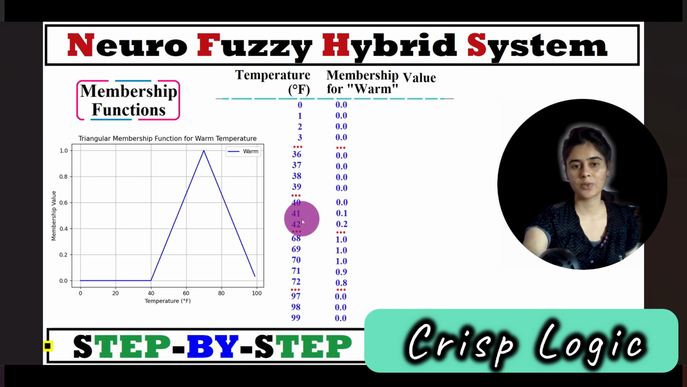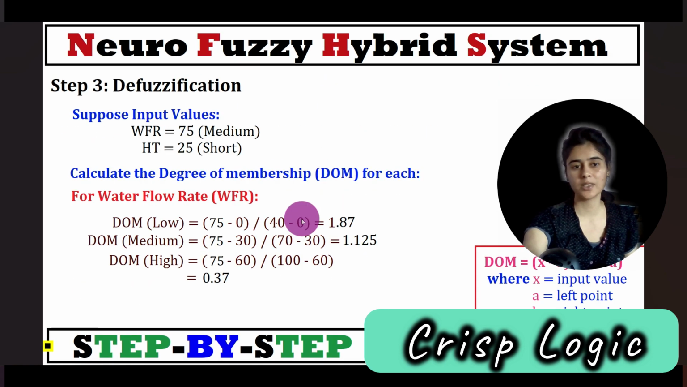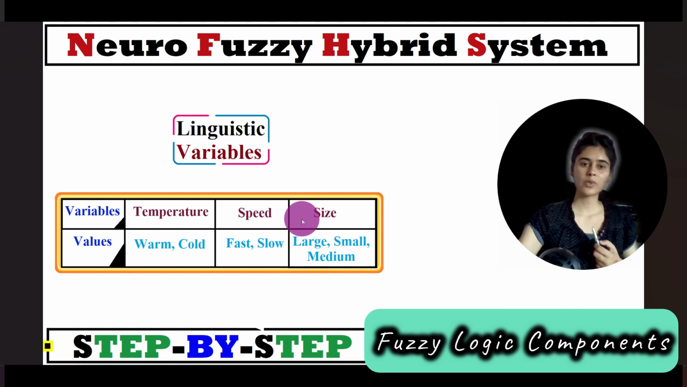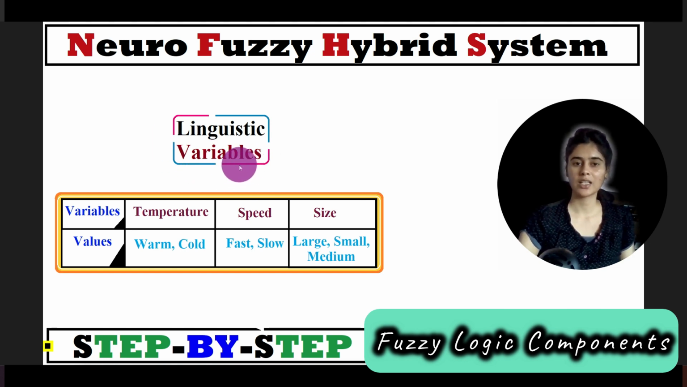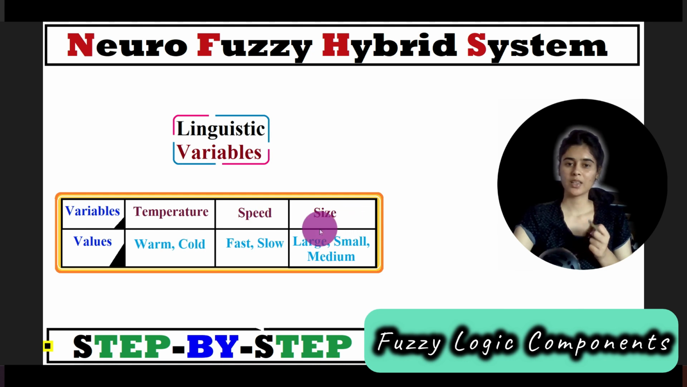Now we have different components used in fuzzy logic that are further used in this Neuro Fuzzy Hybrid System example. One by one we will understand the fuzzy logic components. First we have linguistic variables. Linguistic variables are used to describe imprecise data in natural language. For example, you can see here we have variables temperature, speed, and size. Next we have the values for the variables. For temperature we have values warm, cold. For speed, fast, slow. For size, large, small, medium.